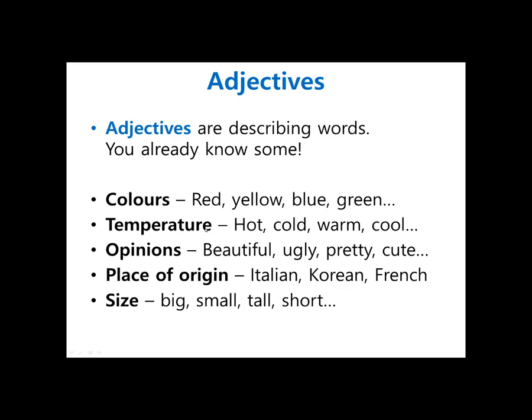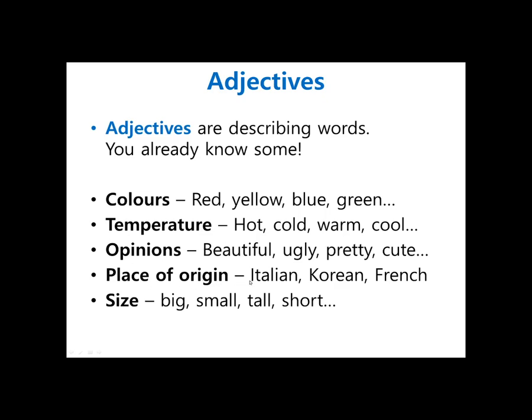Temperature can be used to describe things. So hot, cold, warm, cool. A hot day, a cold juice, a warm swimming pool. Okay, so opinions. Opinions are things that we think about something. So beautiful, ugly, pretty, cute. Okay, for food we can say delicious. So these are some opinion adjectives, how we feel about something.